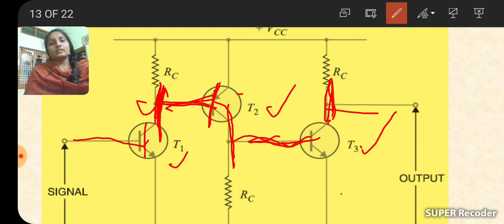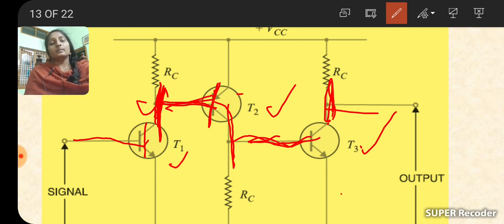Okay, and see here, this RC means the collector resistor simply. The collector resistor, either across T1 or across T2 or across T3, is used for providing collector biasing. So in biasing, fixed bias, collector bias, emitter bias are there. So here this RC is used for providing proper biasing.